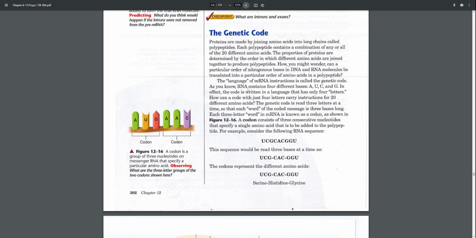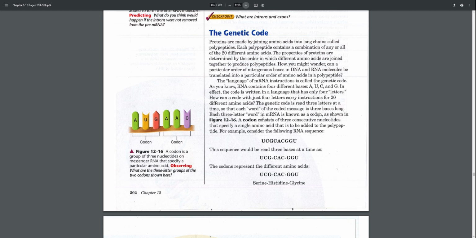As you know, RNA contains 4 different bases: adenine, uracil, cytosine, and guanine. In effect, the code is written in a language that has only 4 letters. How can a code with just 4 letters carry instructions for 20 different amino acids? The genetic code is read 3 letters at a time, so that each word of the coded message is 3 bases long.